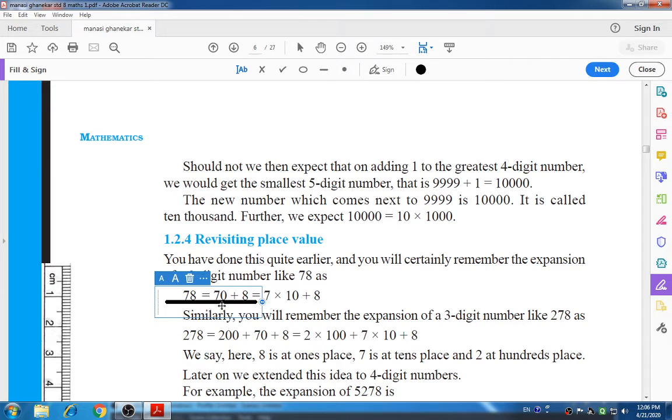78 is equal to 70 plus 8. 8 is at the ones place and 7 is at the tens place. That means I have to multiply this 7 by 10 because it is at the tens place, so 7 into 10. And plus 8, and 8 is at the ones place. If I multiply this 8 by 1, I will get the same answer, that is 8.